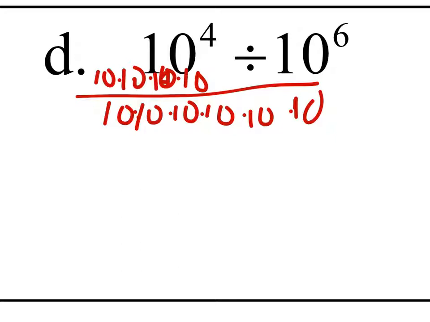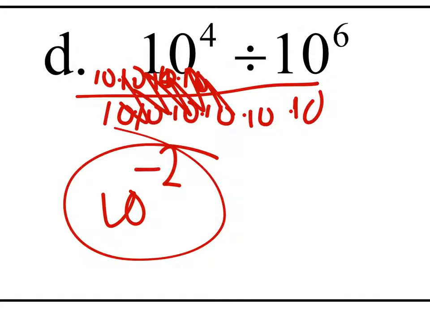So we can pretty much just cancel all these out. That, and that gives us 10 to the power of -2.